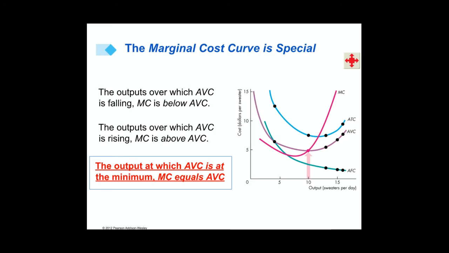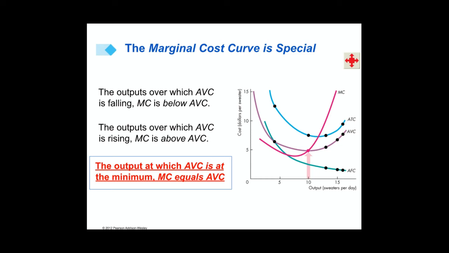Now, we can look at all of these curves together, and we can see that at the output where the average variable cost is at the minimum, the marginal cost and the average variable cost are equal. So the marginal cost curve crosses the average variable cost curve at the point where the average variable cost curve is at a minimum.